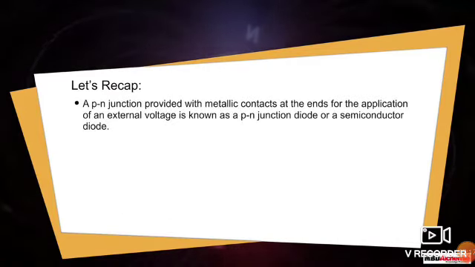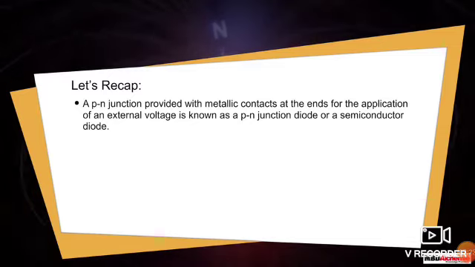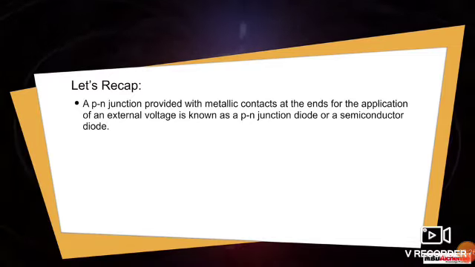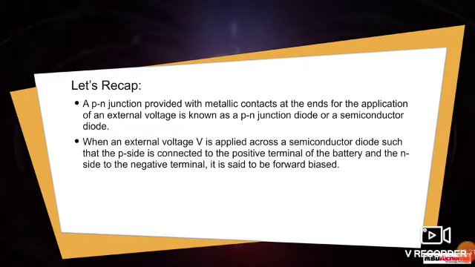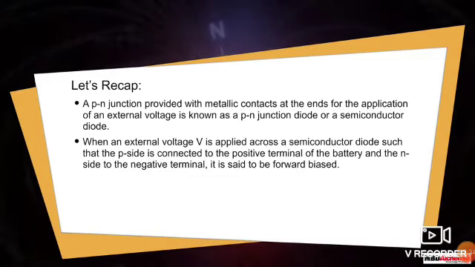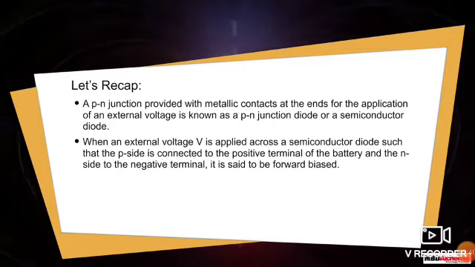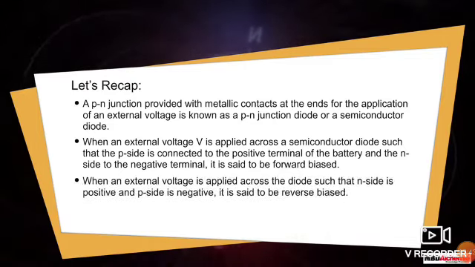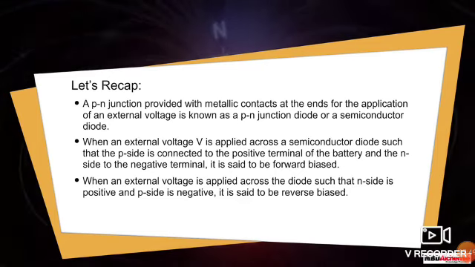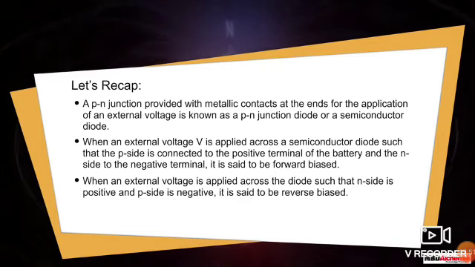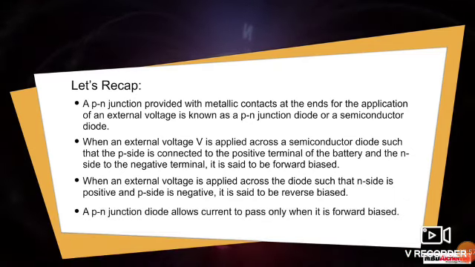A p-n junction provided with metallic contacts at the ends for the application of an external voltage is known as a p-n junction diode or a semiconductor diode. When an external voltage V is applied across a semiconductor diode such that the P side is connected to the positive terminal of the battery and the N side to the negative terminal, it is said to be forward biased. When an external voltage is applied across the diode such that the N side is positive and the P side is negative, it is said to be reverse biased. A p-n junction diode allows current to pass only when it is forward biased.